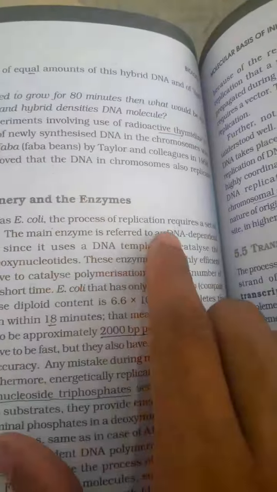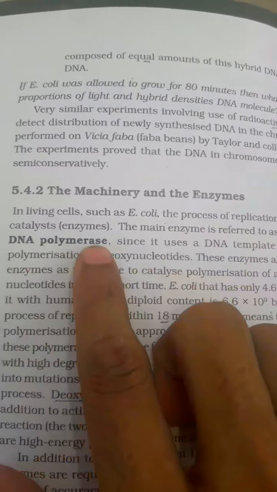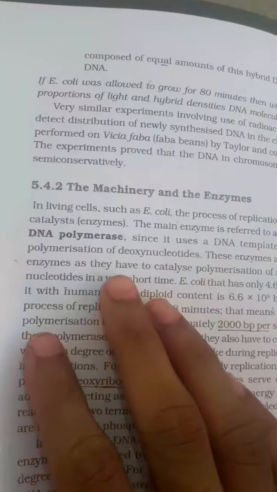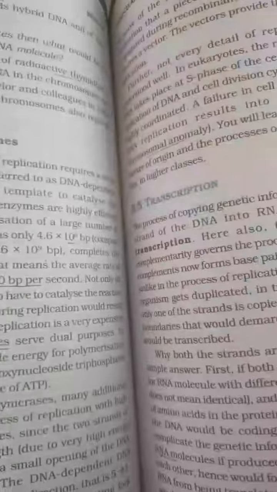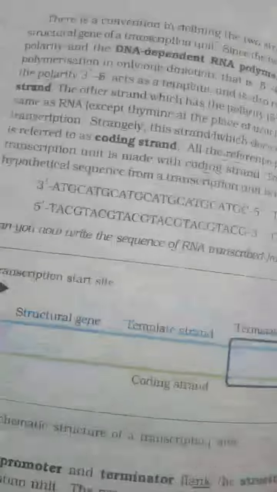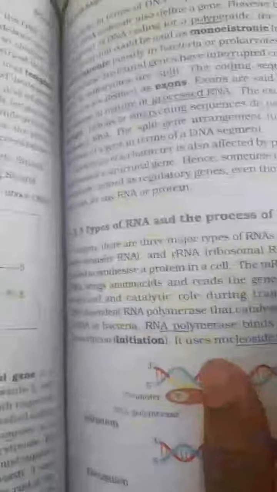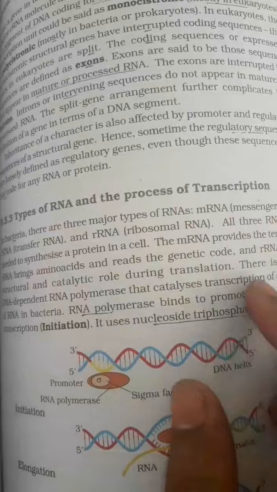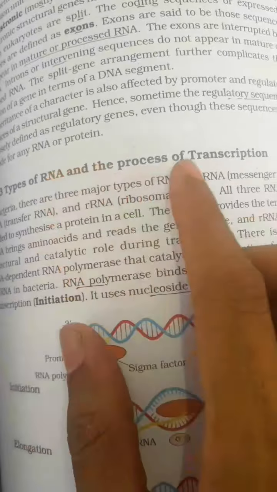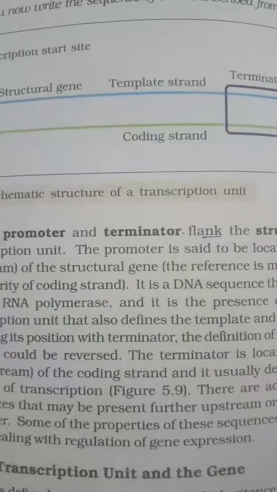So during the replication there is the DNA dependent DNA polymerase. This is during the replication, as also in E. coli, and in the transcription there is only one DNA dependent RNA polymerase, that is the formation of the mRNA. So this is during the transcription.